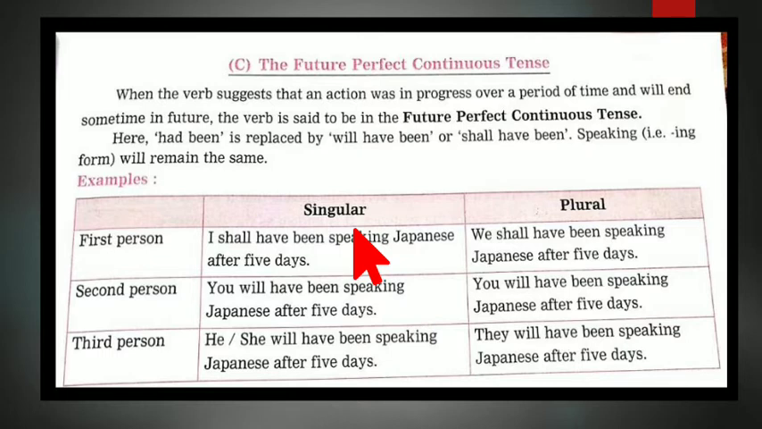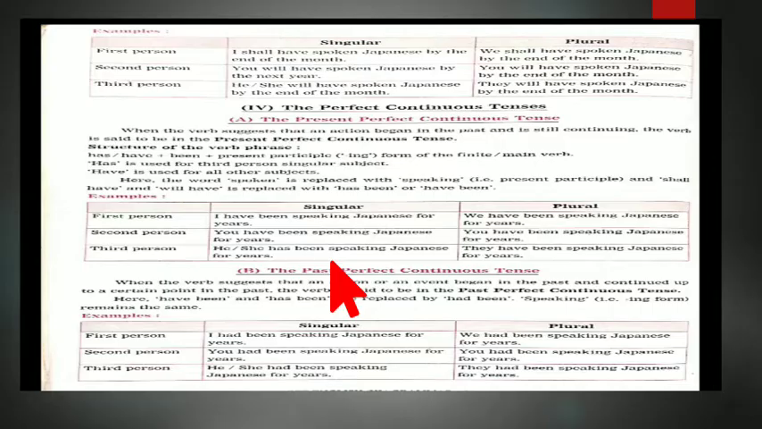So, I shall have spoken Japanese by the end of the month. We shall have spoken Japanese by the end of the month. You will have spoken Japanese by next year. You will have spoken Japanese by the end of the month.